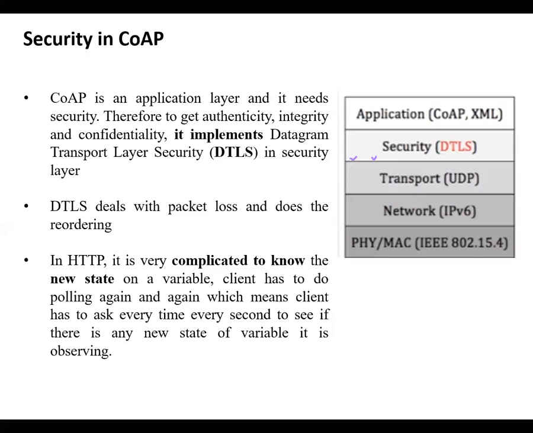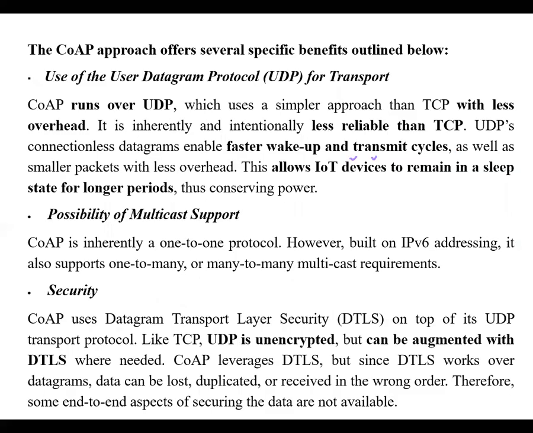So in HTTP, it is very complicated to know the new state of a variable. The client has to do polling again and again to see what the current value is. So this is a drawback in HTTP. The COAP protocol approach offers several specific benefits, and one of them is the use of UDP for transport.